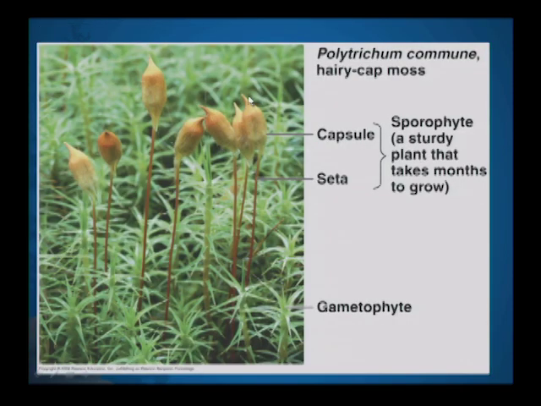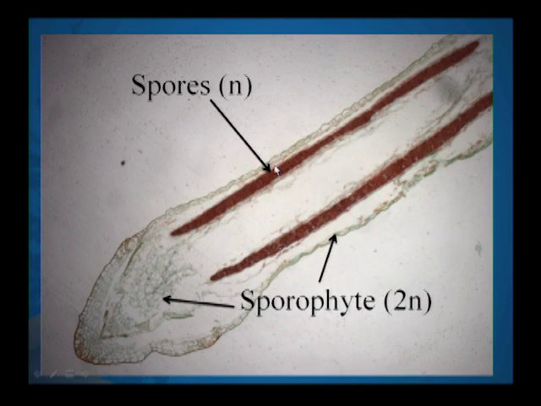Again, we're going to look at a slide that will actually be a section right through one of these capsules at the top of the sporophyte plant. These are the sporangia within. We can see the tiny granules inside. Those are the individual spores. The actual tissue here is diploid, but meiosis occurs within the sporangia, and these are haploid spores. So when we talk plants, spores are always going to be haploid.